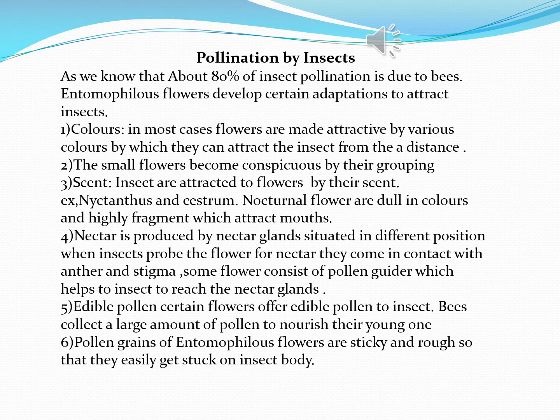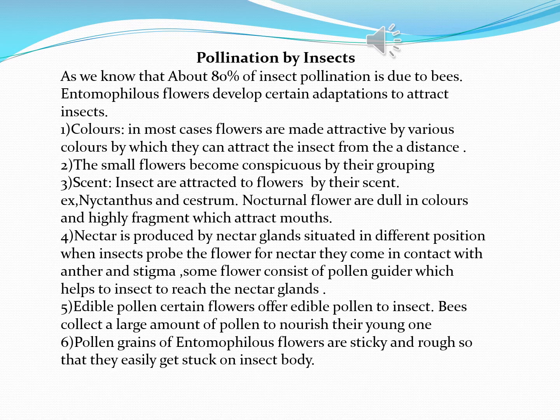Third point, scent, or the production of fragrance. To attract insects, flowers produce fragrance or scent, especially in the case of night-flowering plants. Jasmine is known for its fragrance, and this fragrance attracts insects for pollination. In some plants like datura, the flowers produce some kind of bad-smelling odor. This odor also attracts some kinds of insects for pollination.